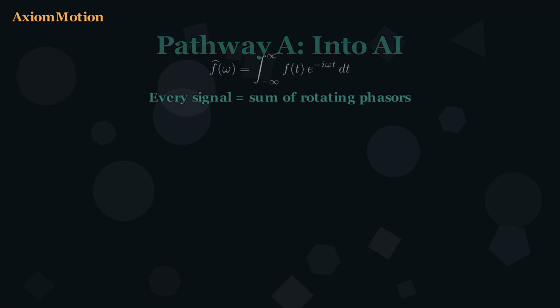Pathway A begins with the Fourier transform. The idea is simple but profound. Any signal can be written as a sum of rotating phasors, e to the i omega t. The kernel of the Fourier transform is Euler's formula.